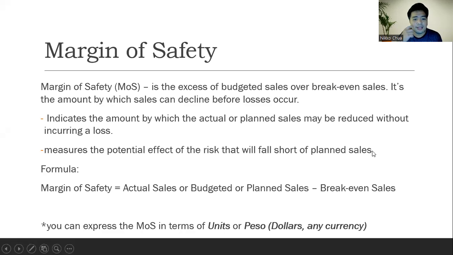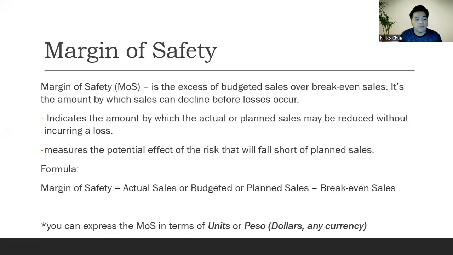Margin of safety is the excess of budgeted sales over break-even sales. It's the amount by which sales can decline before losses occur. So it indicates by how much the actual or planned sales may be reduced without incurring a loss. This is the distance between what we call the break-even point and the actual sales. So in the middle is the safe line, which we call the margin of safety.